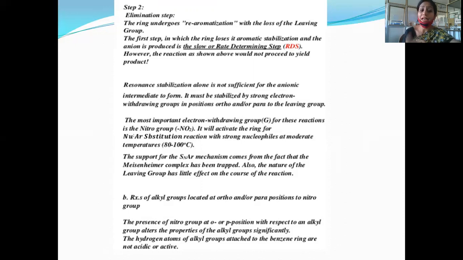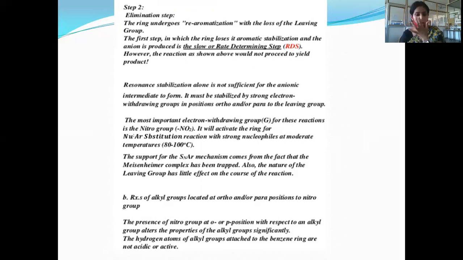What will it do? It will activate the ring for nucleophilic aromatic substitution with a strong nucleophile at moderate temperatures. Usually the reaction requires higher temperature, but when an NO2 group is present, it will happen at a lower temperature also. Why is this mechanism supported? Because the Meisenheimer complex has been trapped, and the nature of the leaving group has little effect on the course of the reaction.